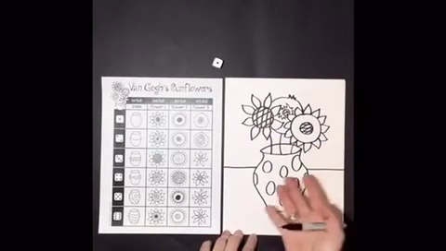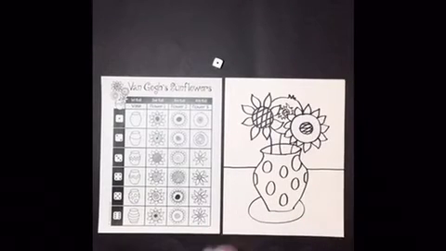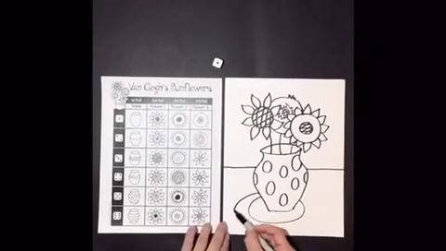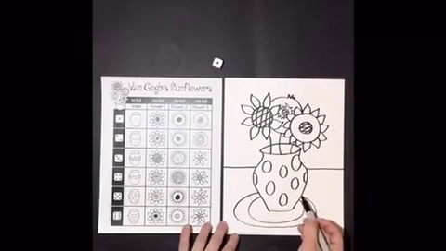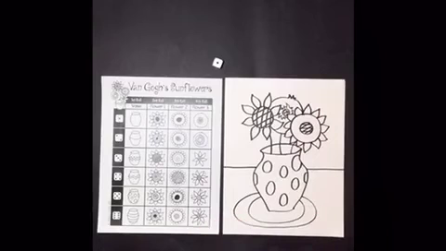If you would like, you could add other details. You could add something that maybe your vase is sitting on. Maybe it's sitting on a nice little piece of fabric. You could also add something in the background if you wanted to.